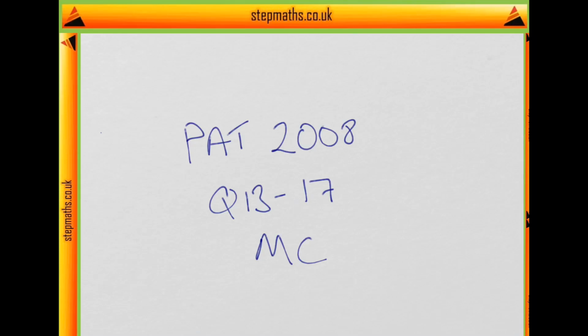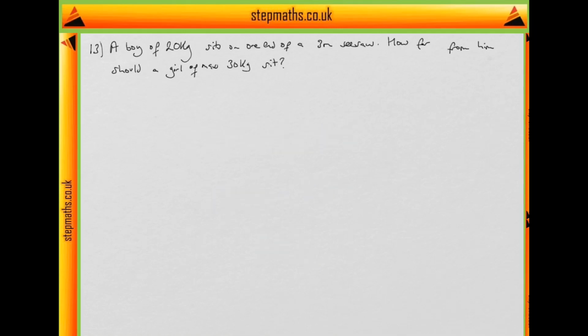Hi. Today we're going through a PAT paper in 2008 looking at the first set of multiple choice questions, questions 13 through 17. Okay, so in question 13, we're told that a boy of mass 20 kilograms sits on one end of a 3-meter seesaw. And we're asked how far from him should a girl sit of mass 30 kilograms to balance the seesaw.